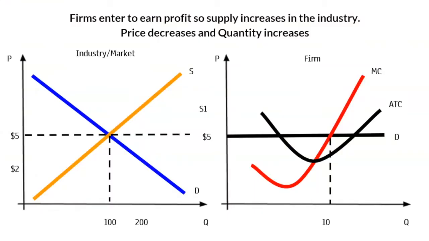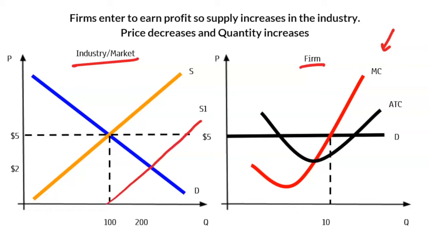And so this is what we're going to show, right? Here, firms enter to earn profit, so the supply increases in the industry, which should make sense. If this graph indicates that this firm is making a profit, then more firms are going to enter. So how's that going to impact our industry market graph? Well, that means that the supply of products is going to increase because now there's more firms entering into the market.